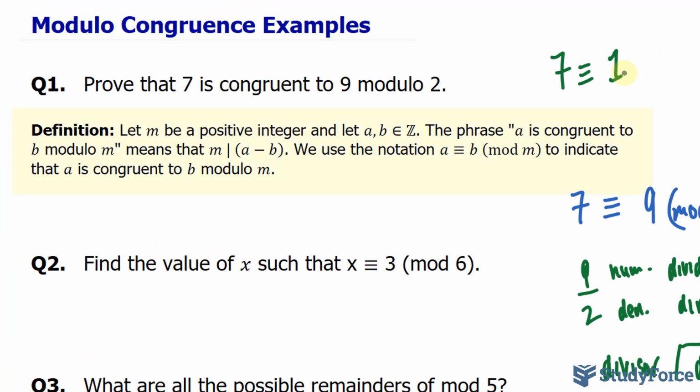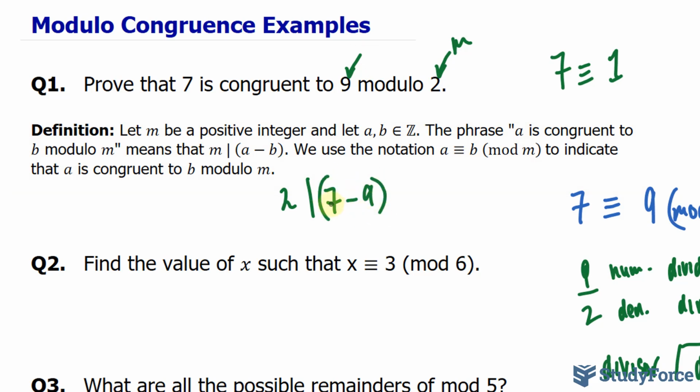With that being said, let's look at a definition. Let m be a positive integer, and let a, b be elements of the set of integers denoted as this double struck Z. The phrase a is congruent to b modulo m means that m, so in our case 2, divides, that line suggests divides, the difference of 7 take away that number.